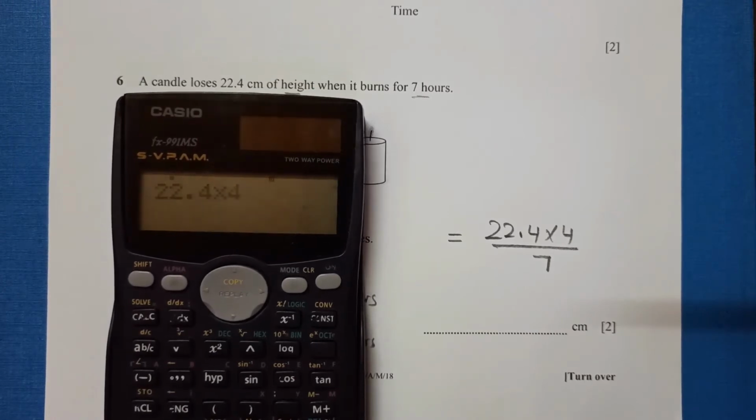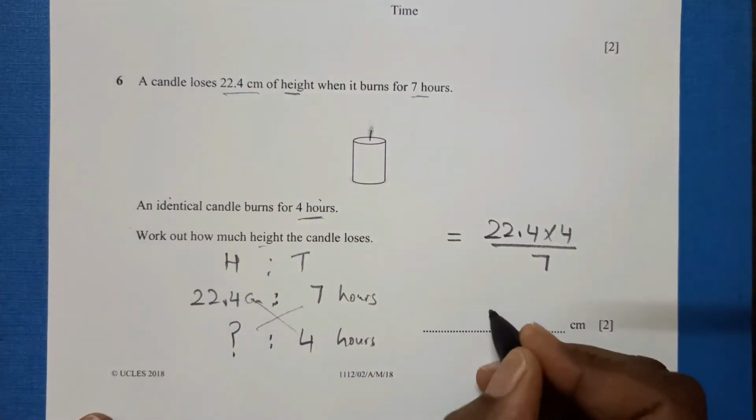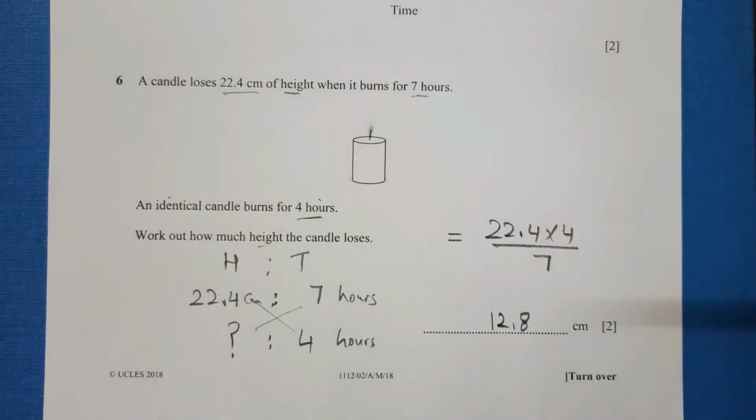22.4 times 4 divided by 7. So it is 12.8. So our answer is 12.8.